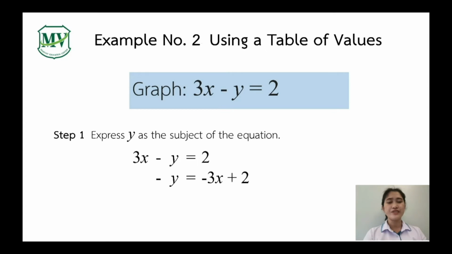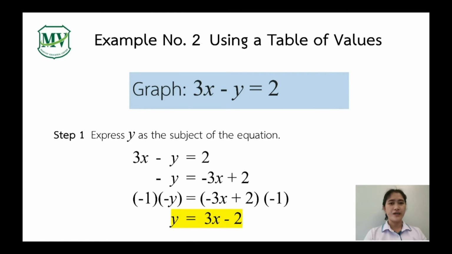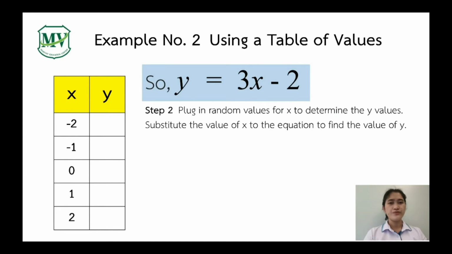How are we going to do that? By multiplying negative 1 or by dividing it by negative 1. So for this video, I'm going to multiply it by negative 1. So our new equation would be y equals 3x minus 2. Step number 2, construct a table of values.